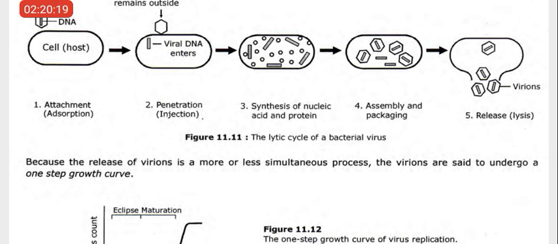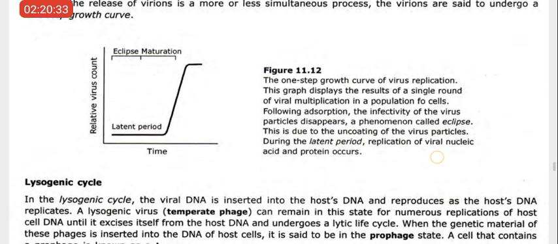Because the release of virions is a more or less simultaneous process, the virions are said to undergo a one-step growth curve. One-step growth curve: relative virus count, time, latent period, eclipse, maturation. The one-step growth curve of virus replication.